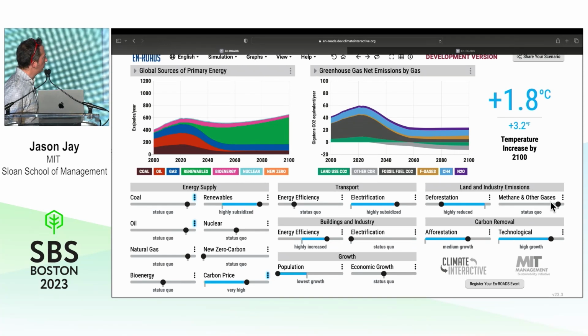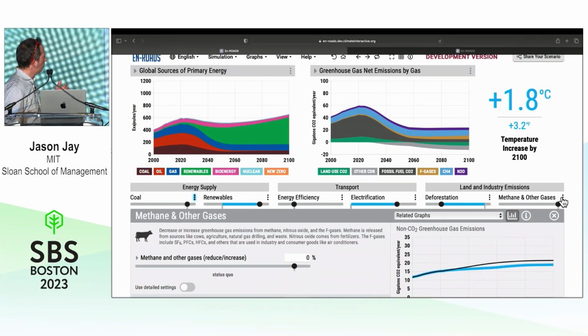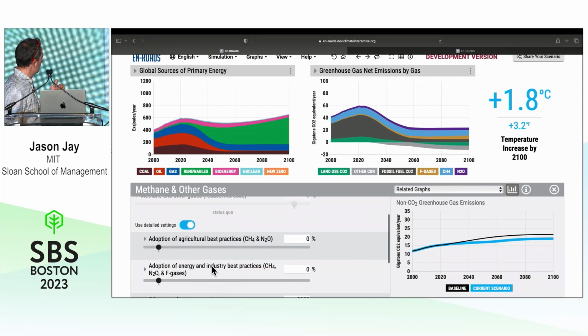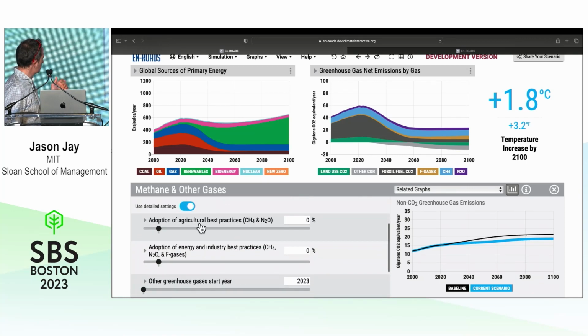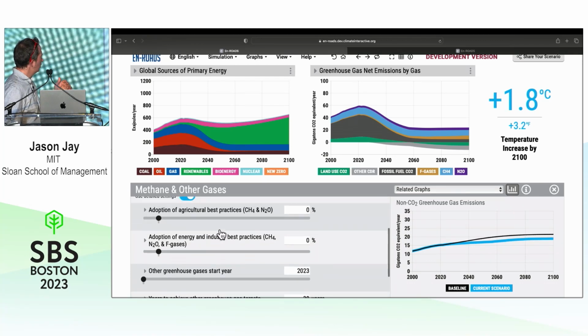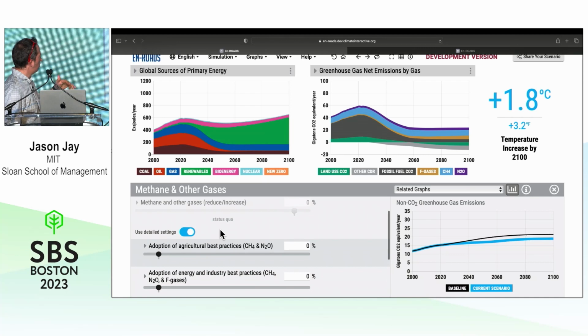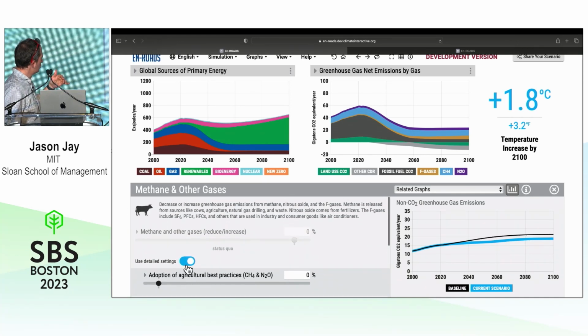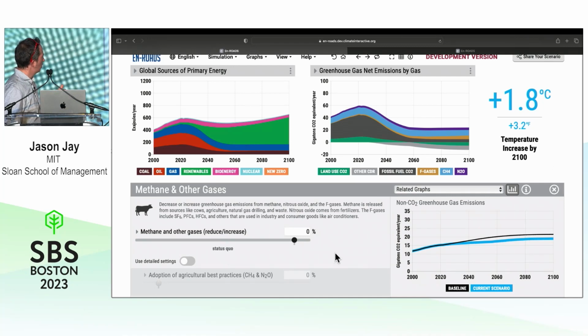So let's try reducing methane and other gases. We have a couple of different methods that we can use. We can reduce methane through agricultural best practices, and through energy and industry best practices, noting that methane leakage is a problem. People are used to thinking about it in terms of cows, and we're probably reinforcing that here, but it's also very significantly related to industrial sources. So let's reduce methane and other gases and see what that does.